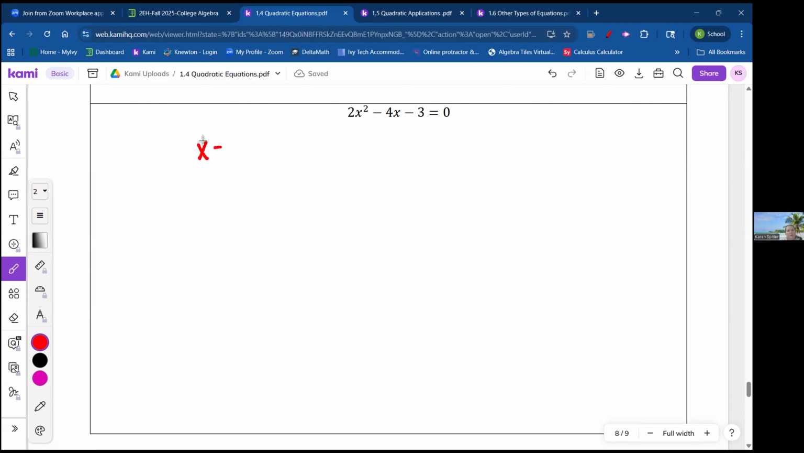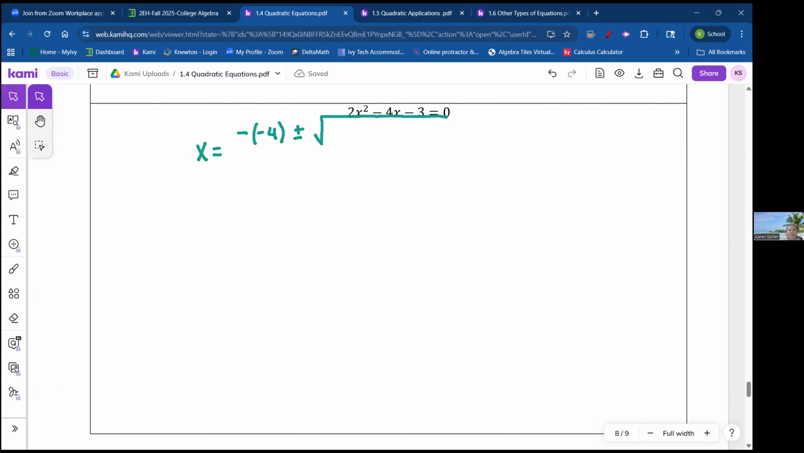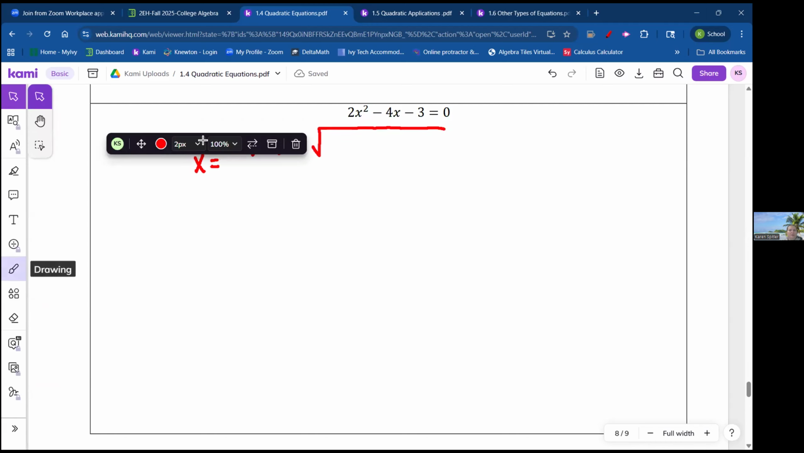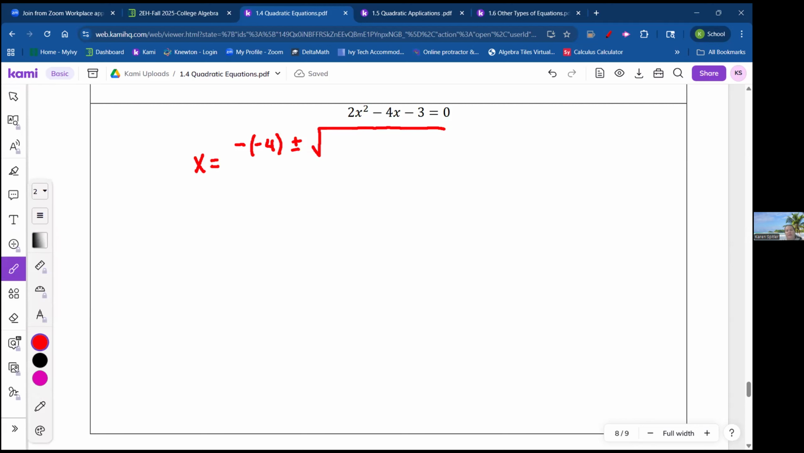So x is equal to the opposite of b, so minus of minus 4, plus or minus the square root. I guess I could move that down a little. There we go. The square root of b squared, again, please use parentheses. So -4 squared minus 4 times 2 times -3. All that divided by 2 times a, and a is 2.